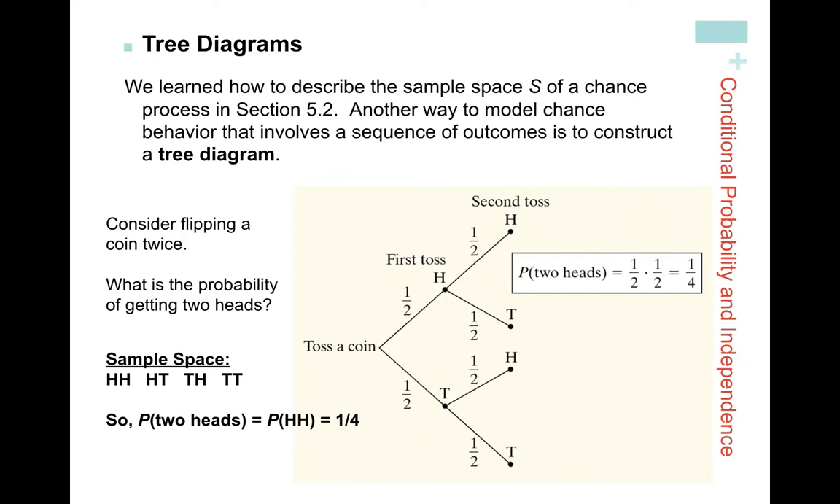When you look at each toss, so here's a toss right here, these probabilities add up to 1 because that's the entire sample space. And then on the second toss right here, these probabilities add up to 1 because that's the entire sample space. And then same thing here.